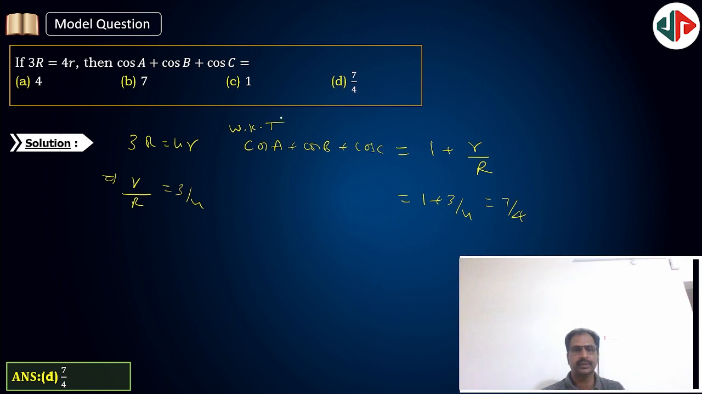So remember this shortcut. Cos A plus cos B plus cos C is equal to 1 plus small r by capital R.